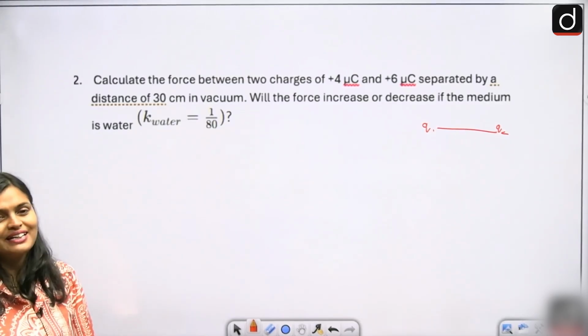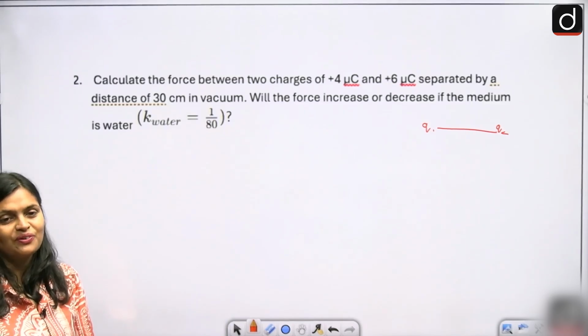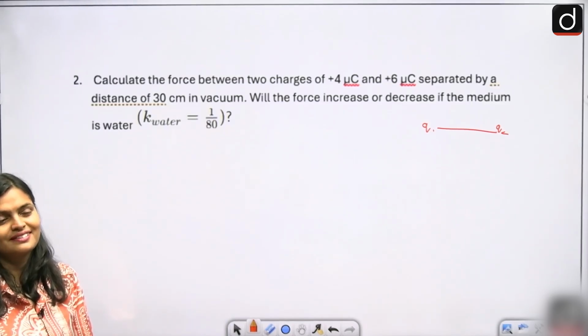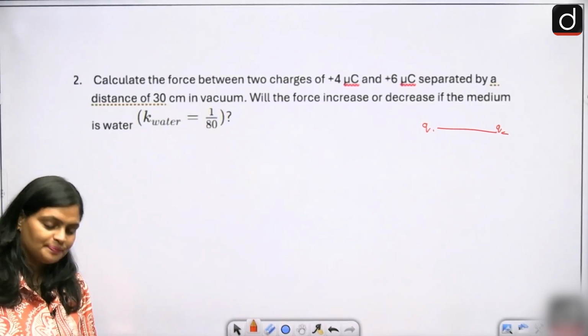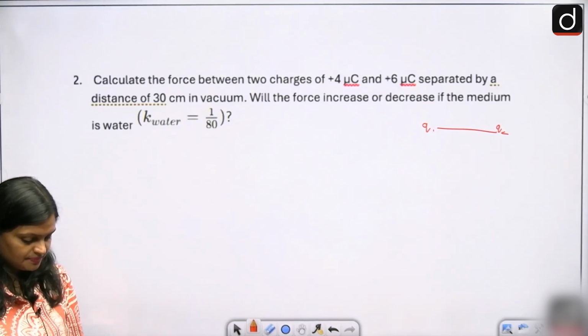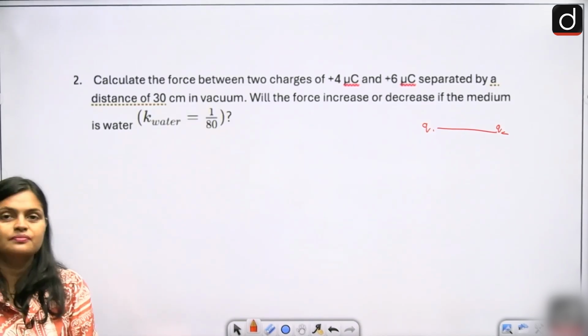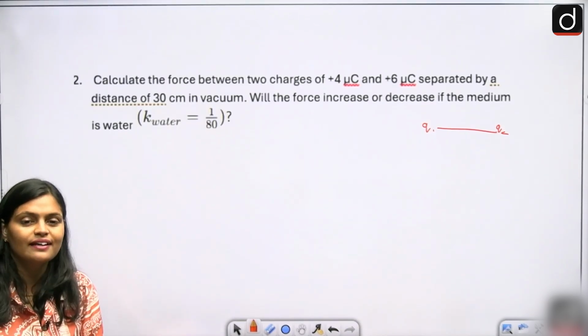Please show me the answer, everyone. Yes, what will be the correct answer, guys? What should be the correct answer? Quickly, everyone.